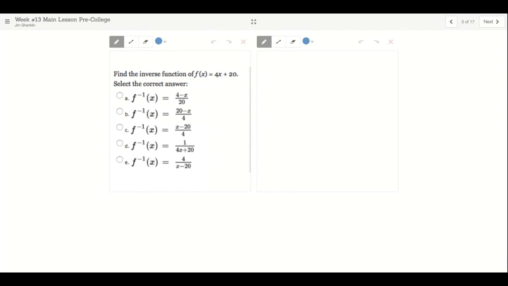Select the correct answer. Okay, so I'm going to let you guys do the work, and just in the chat box, just put your answer when you get the answer there. Again, this one is not one of the harder ones for an inverse function, but we will talk about all of them today.